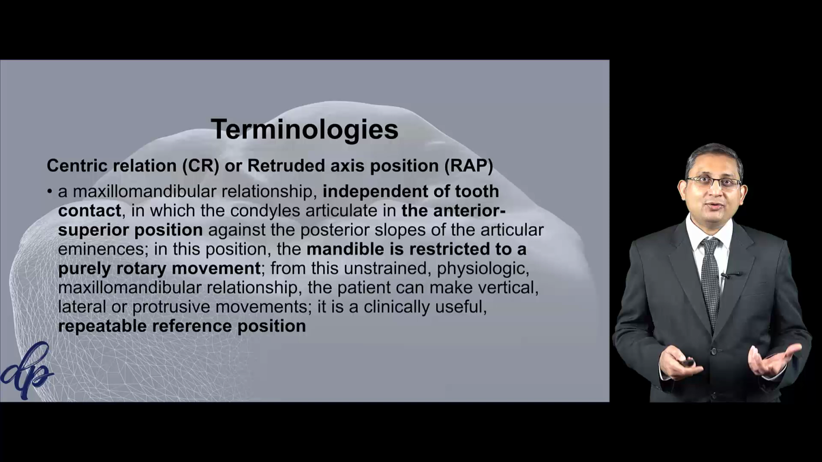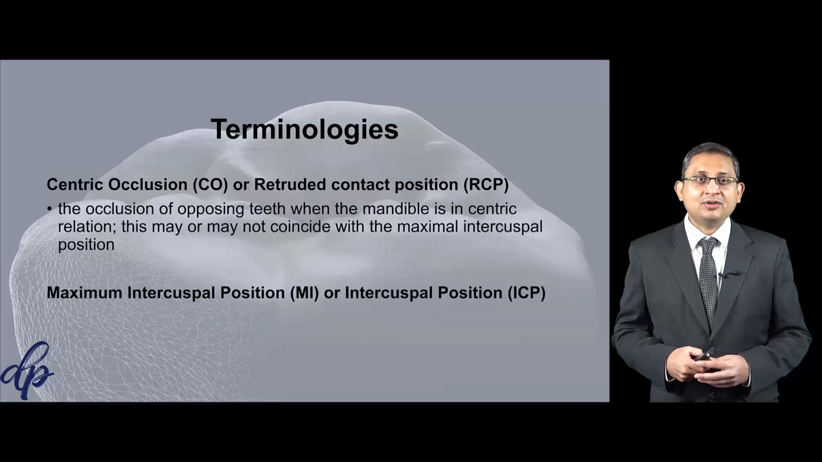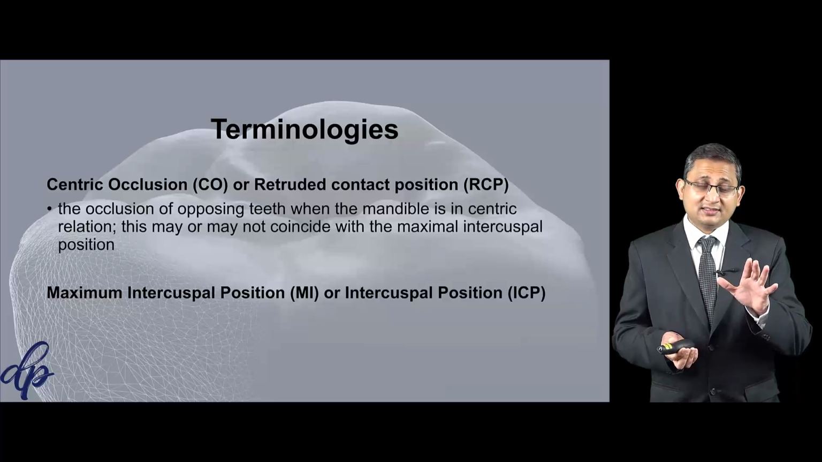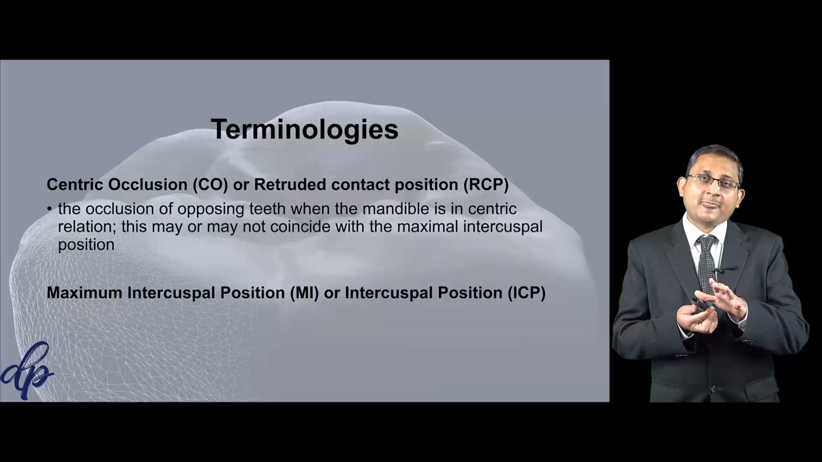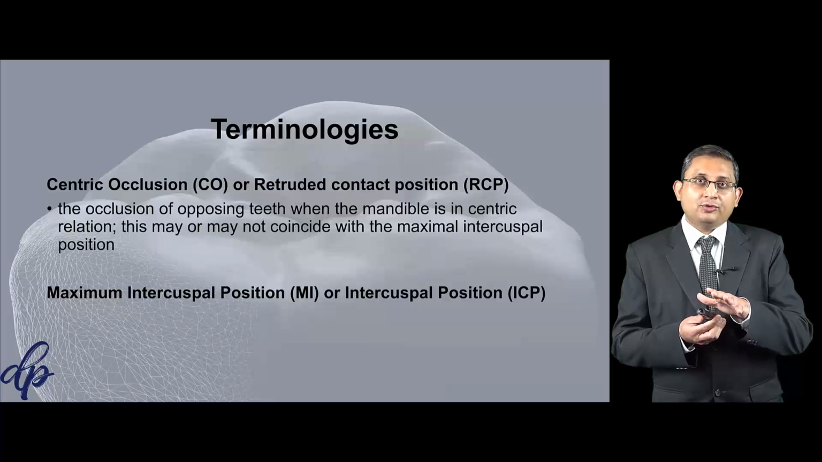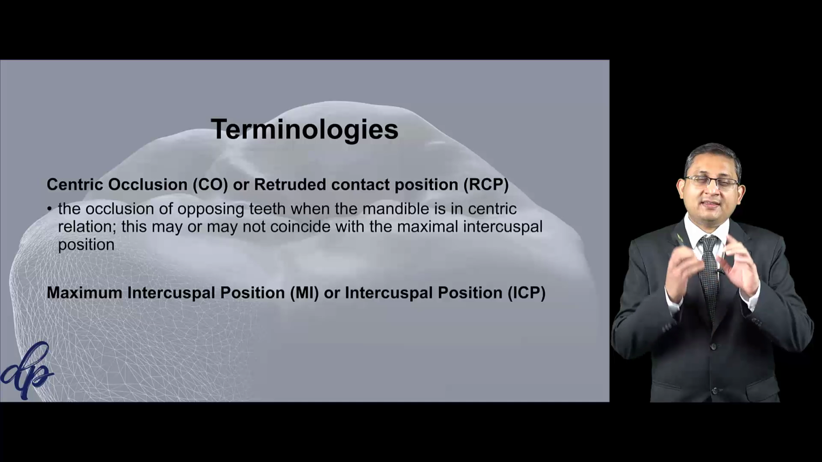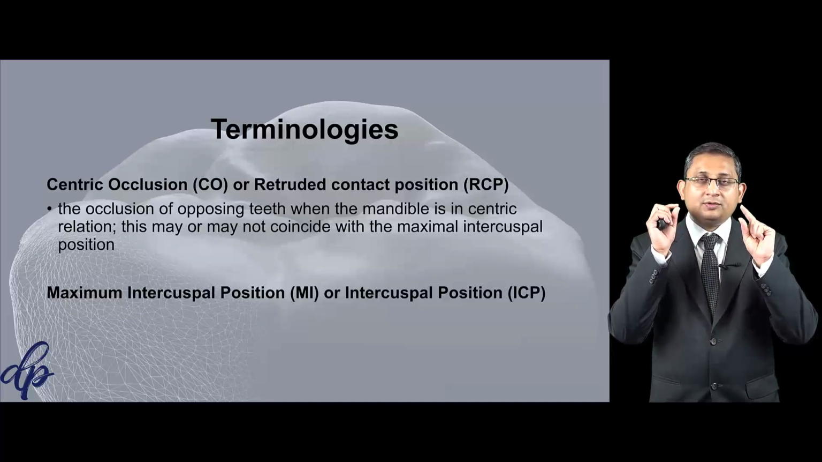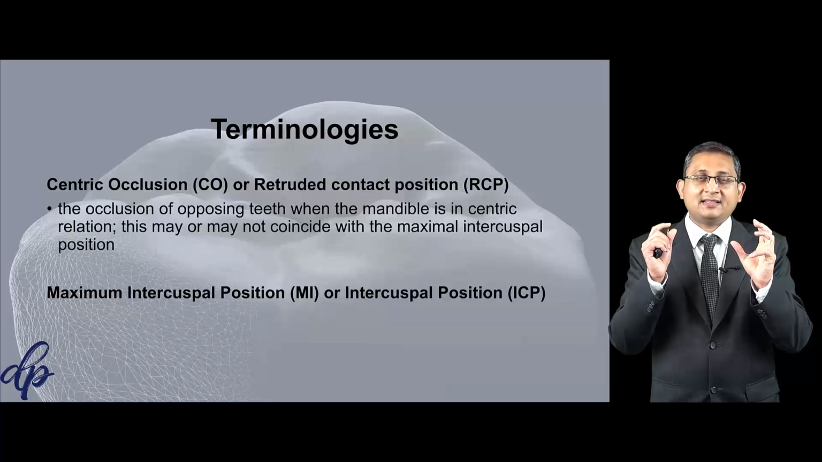So what is CO? Centric occlusion, or retruded contact position, is the position when the patient is in that hinge axis, and then the patient is closing their teeth. The first tooth contact while the patient is in that rotatory movement is called CO. So if you imagine there is a hinge, the back teeth usually touch first, and then the jaw moves forward and the front teeth get in contact.